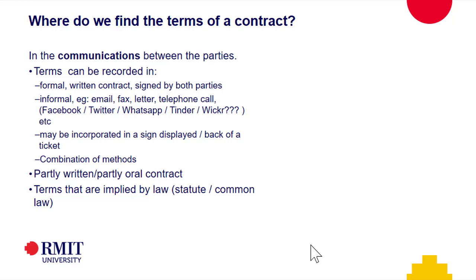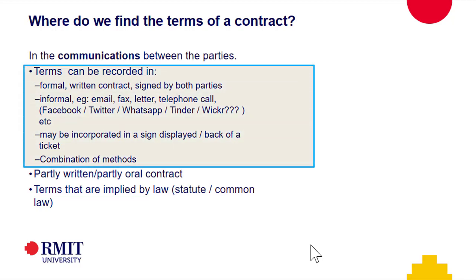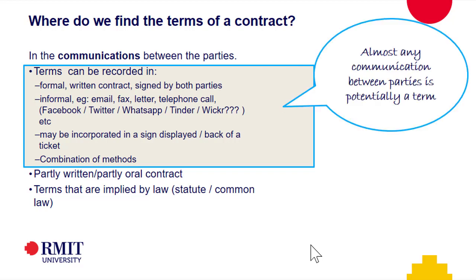So we have to look at the different kinds of communications in order to work out what the terms of the contract are. What we're really going to focus our attention on, in express terms, is the terms that are recorded in some tangible sense. So in particular, we're going to look at writing, but that are recorded in some tangible sense. We will spend a little bit of time moving forward next week as we talk about the terms that are implied by law.